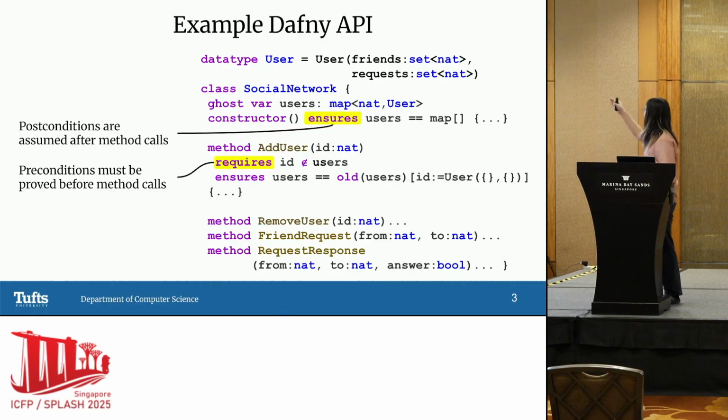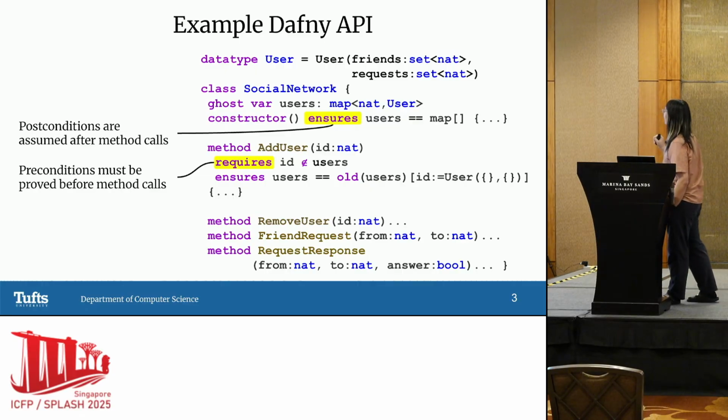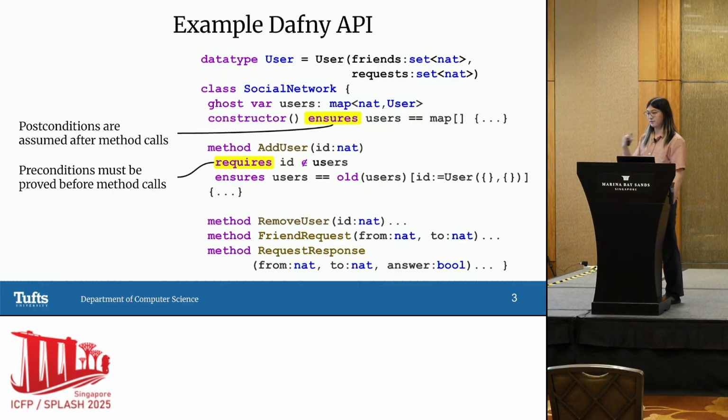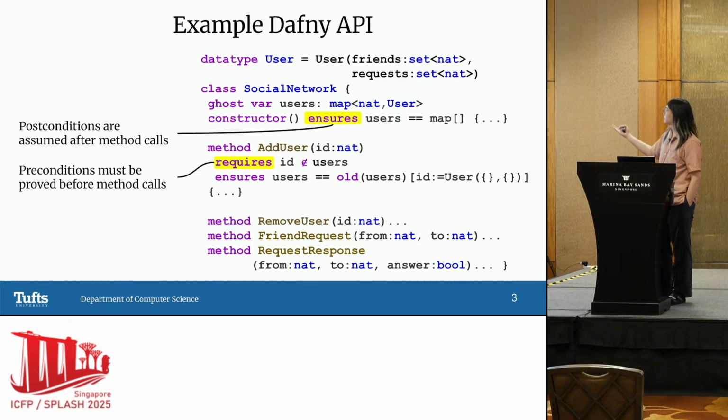Here's a social network database kind of example where we have users modeled with natural numbers. Each user is associated with a set of friends and a set of friend requests. And the constructor, for example, constructs an empty map of users. We have other methods like adding a user to the social network database, removing a user, sending a friend request, and responding to a friend request.